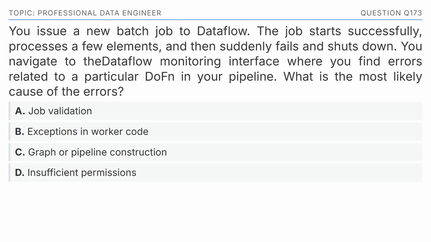The options are: Option A, job validation. Option B, exceptions in worker code. Option C, graph or pipeline construction. Option D, insufficient permissions.